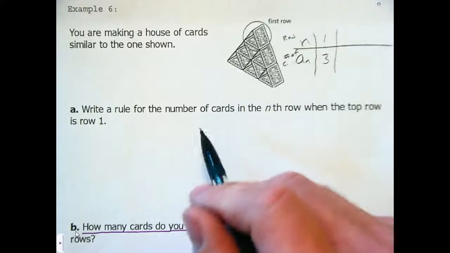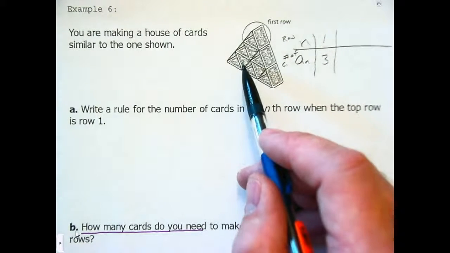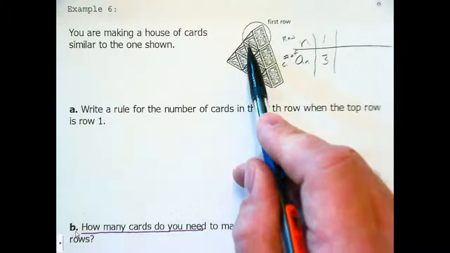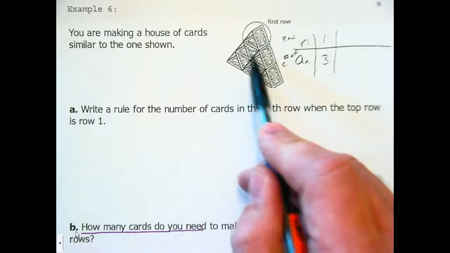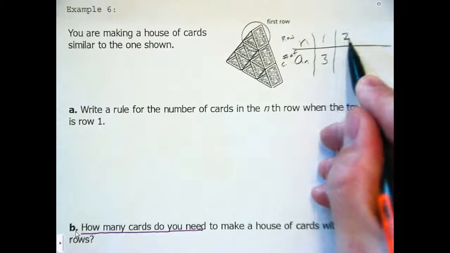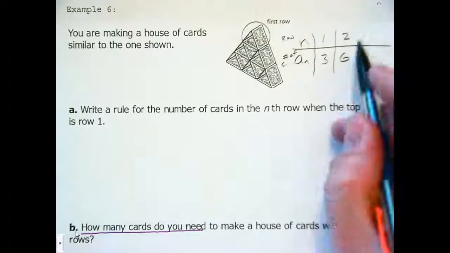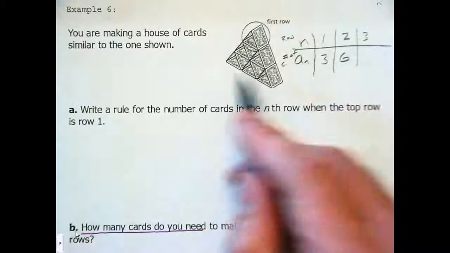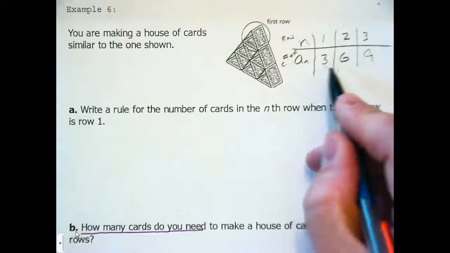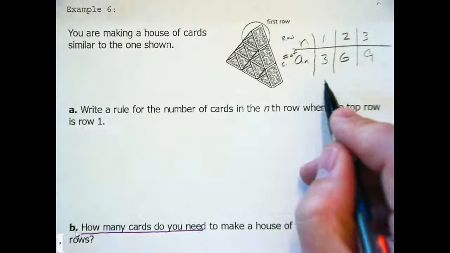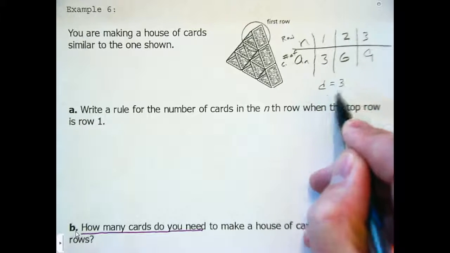In row 2, how many cards are there? Yeah, there's 6, right? You don't count this card in that row. So in row 2 there are 6 cards: you've got your 1, 2, 3, 4, 5, 6. Row 3 there are 9. So this has a common difference of d equals 3. A sub 1 is 3.